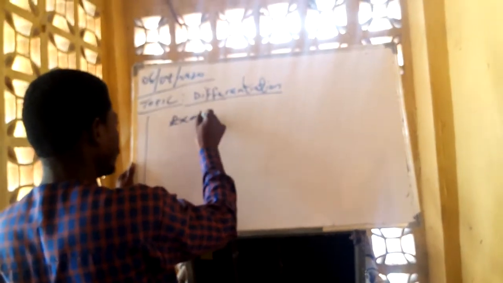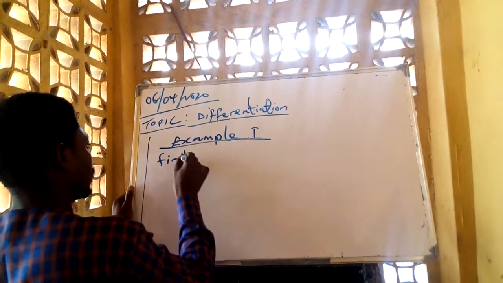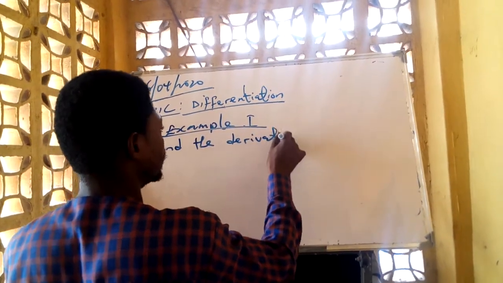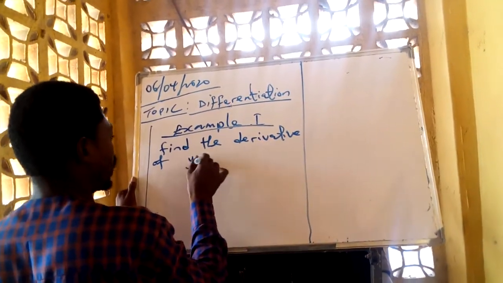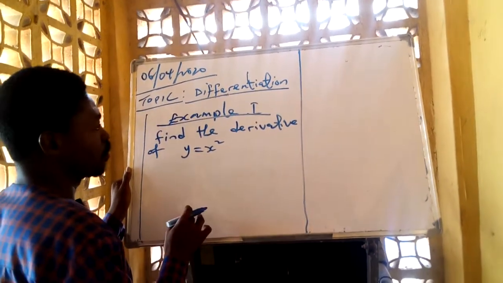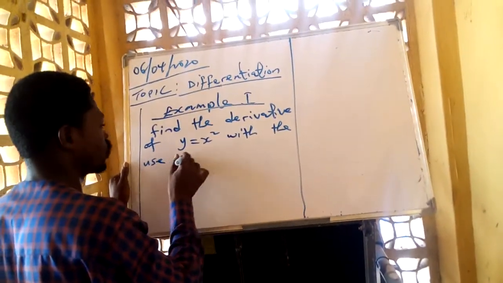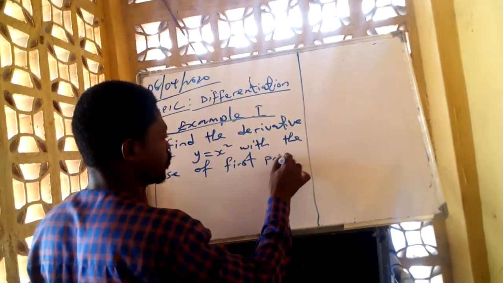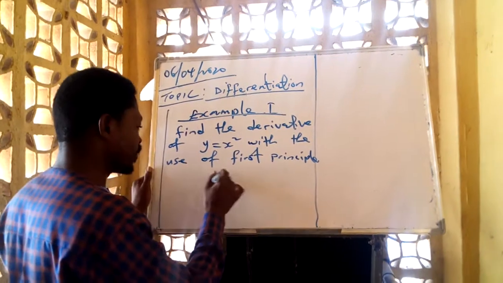Example one. Find the derivative of y equal to x squared with the use of first principle. The first thing you do if you want to solve this question is this.